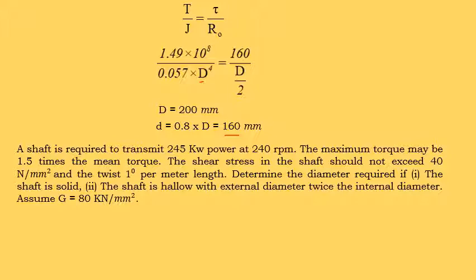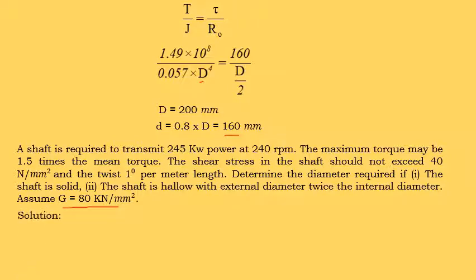Determine the diameter required if, first condition, the shaft is solid, second condition, the shaft is hollow with external diameter twice the internal diameter. So here the relation between internal and external diameter is given in the second condition, and in the first condition it is a complete solid shaft, and modulus of rigidity is given, G is equal to 80 kilonewton per millimeter square.